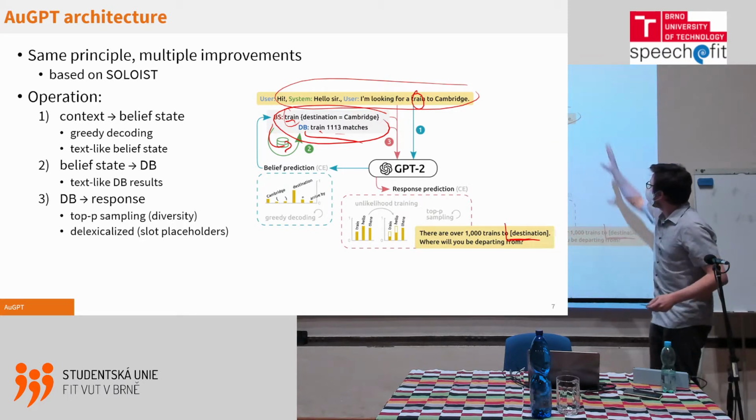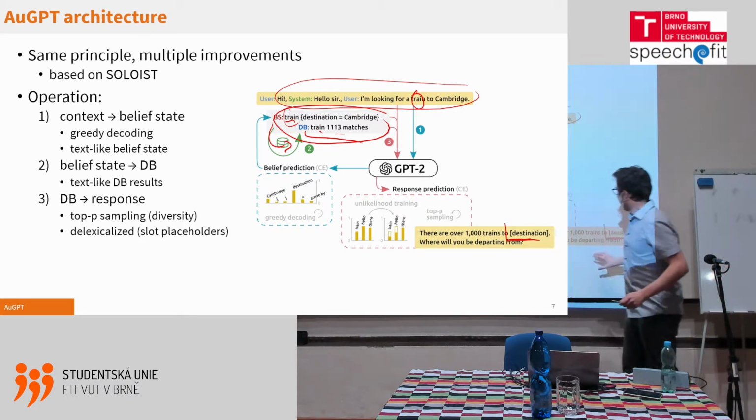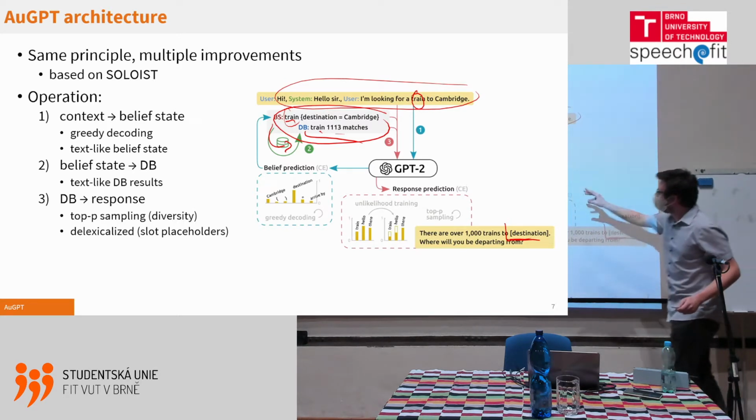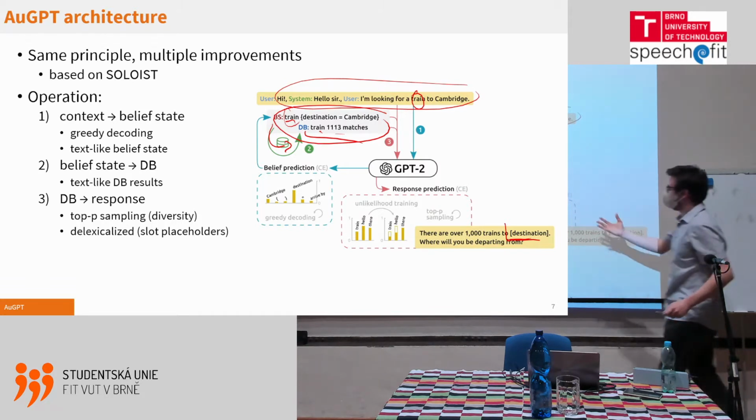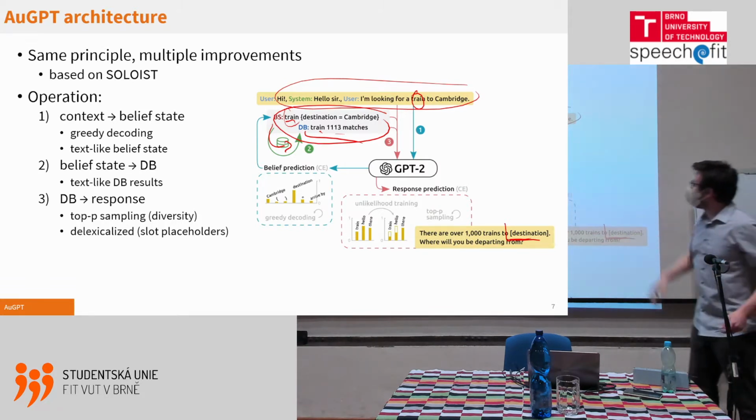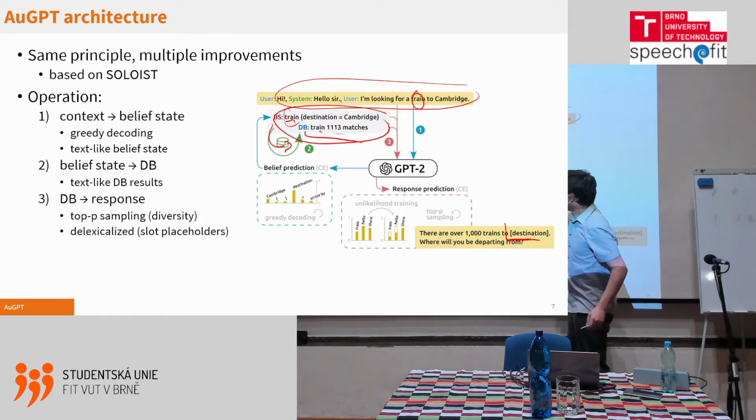So this is the basic operation of that network and of the whole model. You're getting from the context to the response via basically two passes through the language model: first to generate the belief state, and then to generate the response.